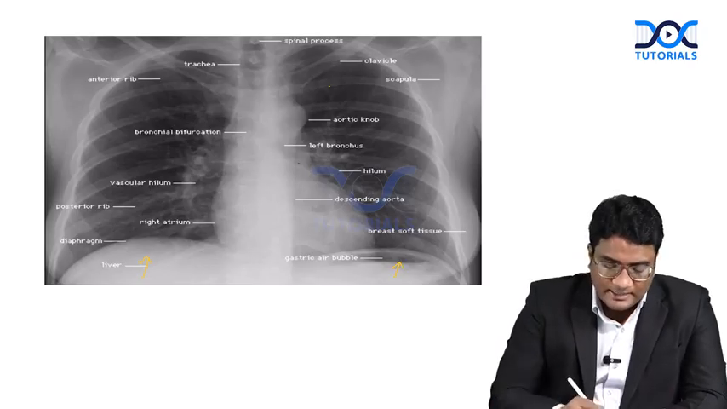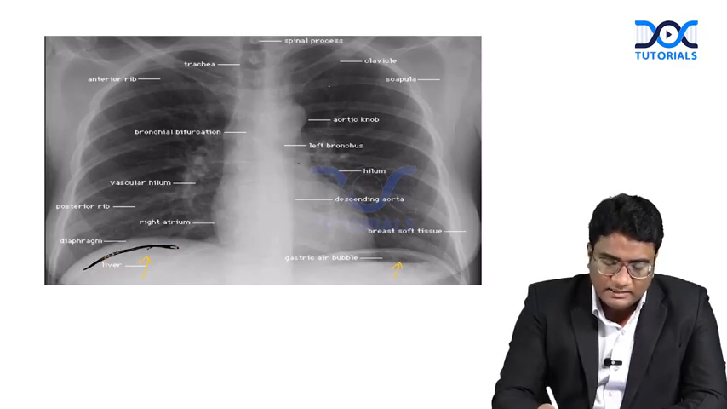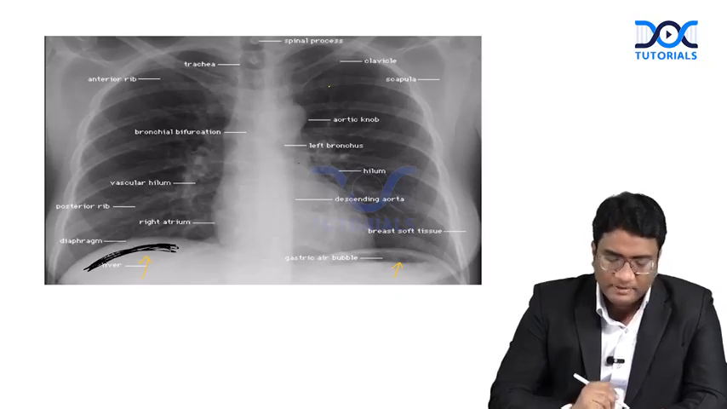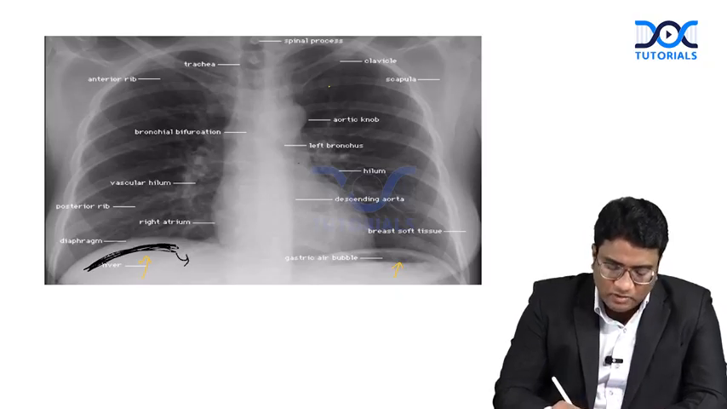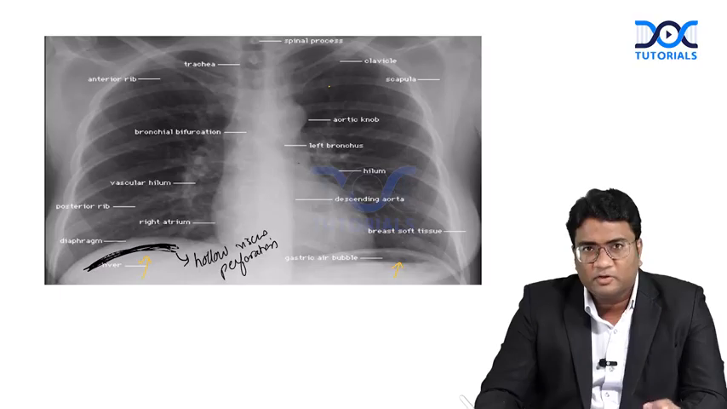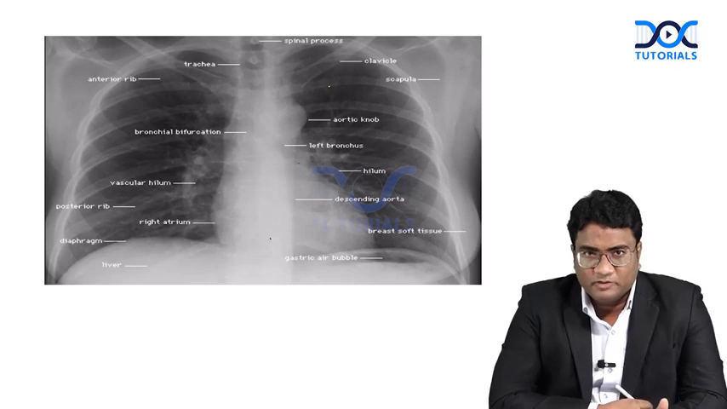But if you see air under the right hemidiaphragm, this is suggestive of hollow viscus perforation, or pneumoperitoneum. So it's very, very important to pick up hollow viscus perforation or pneumoperitoneum in your patients. So don't forget to look under the domes of the diaphragm also.